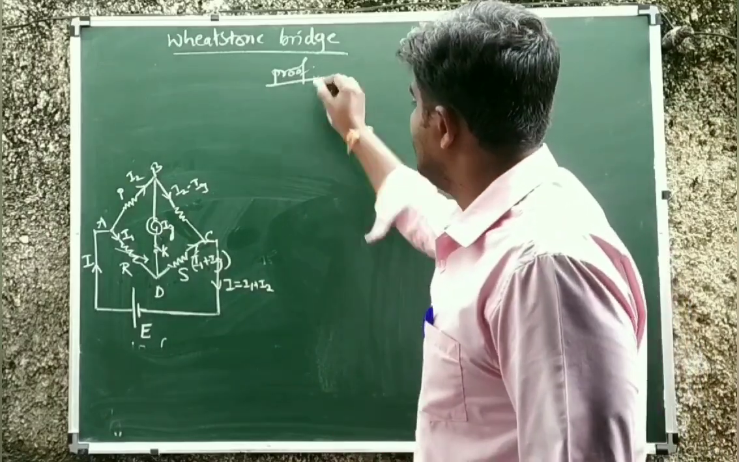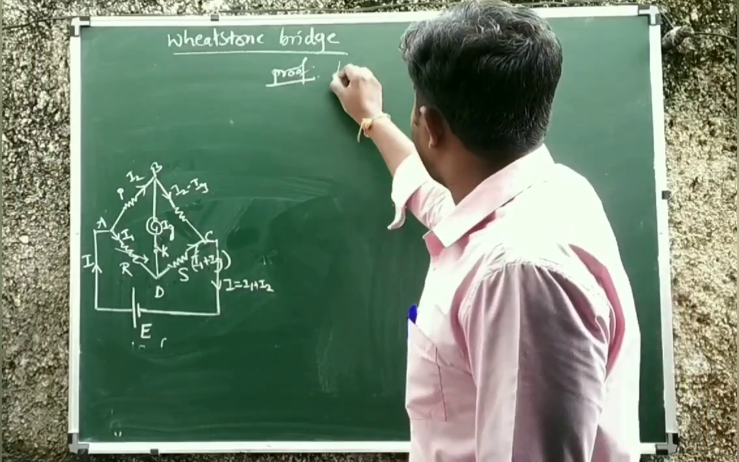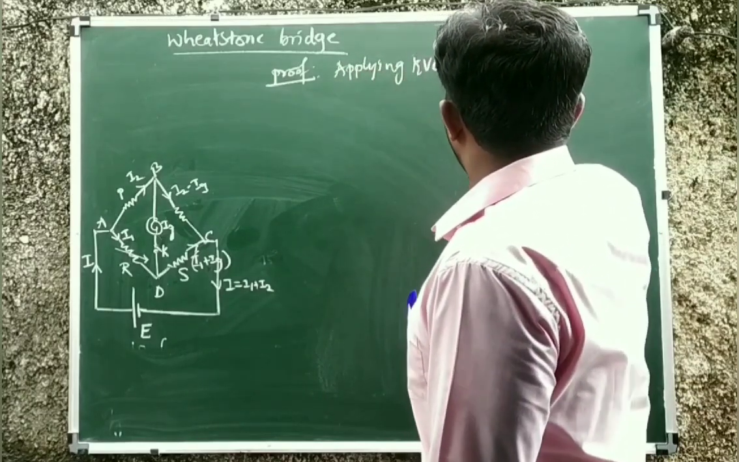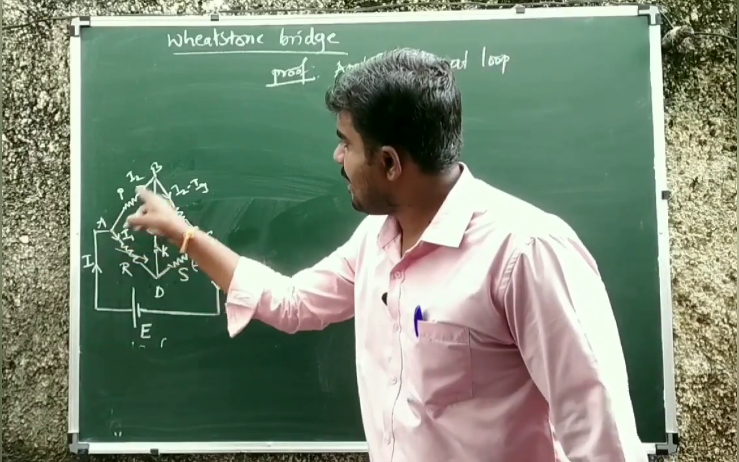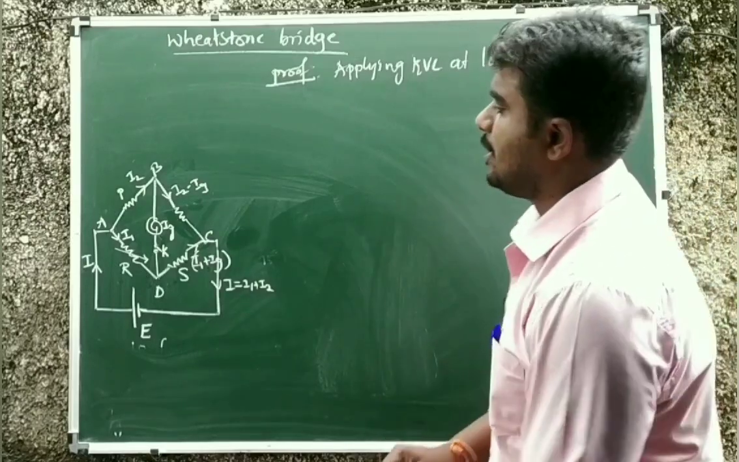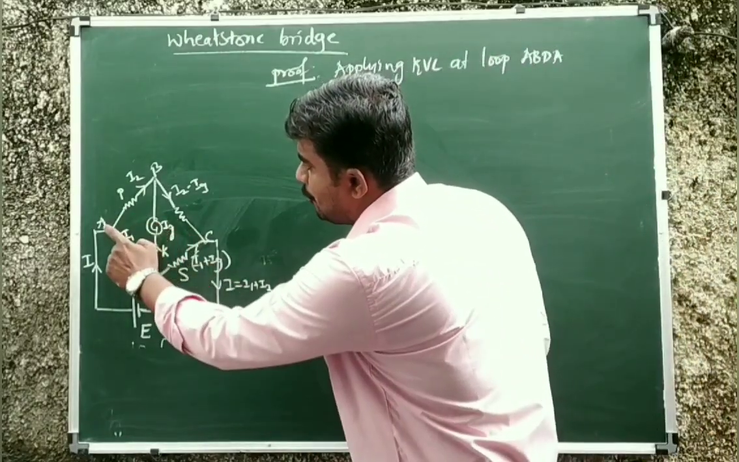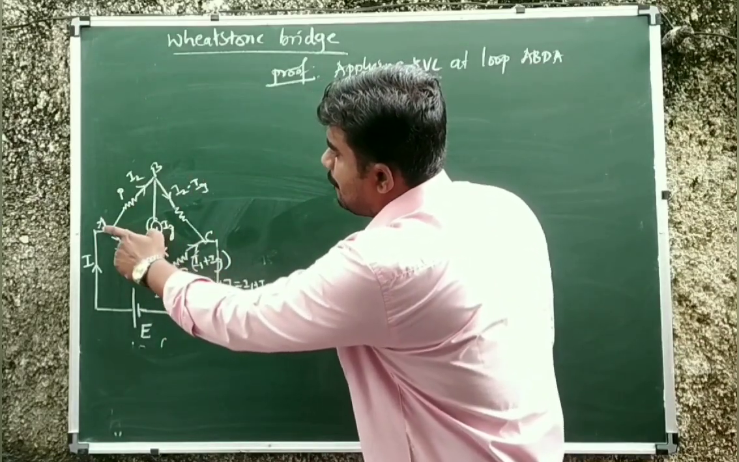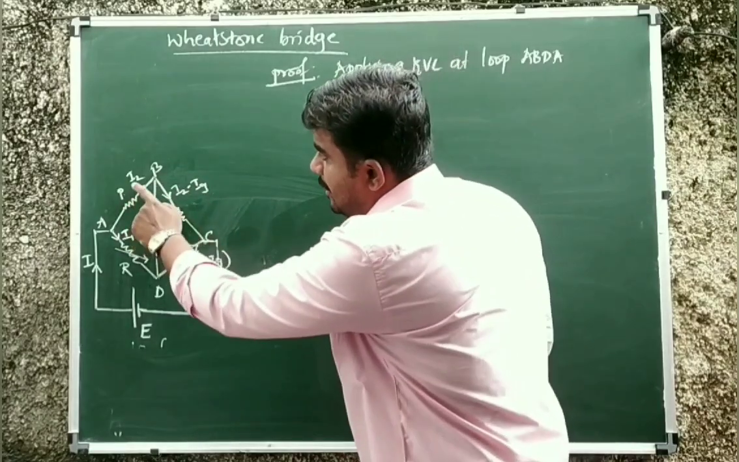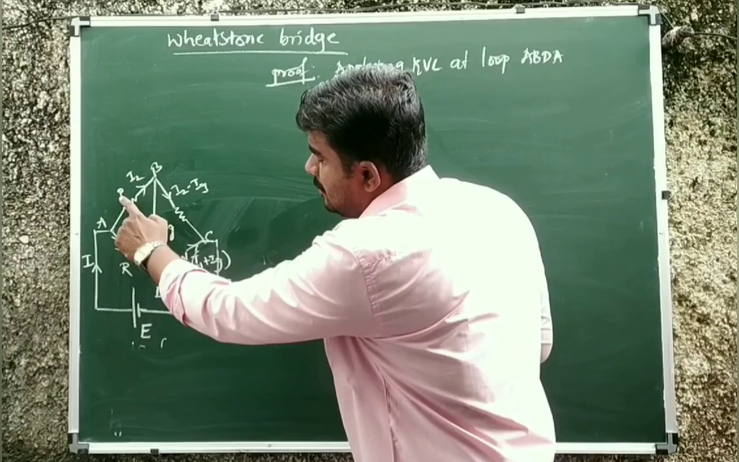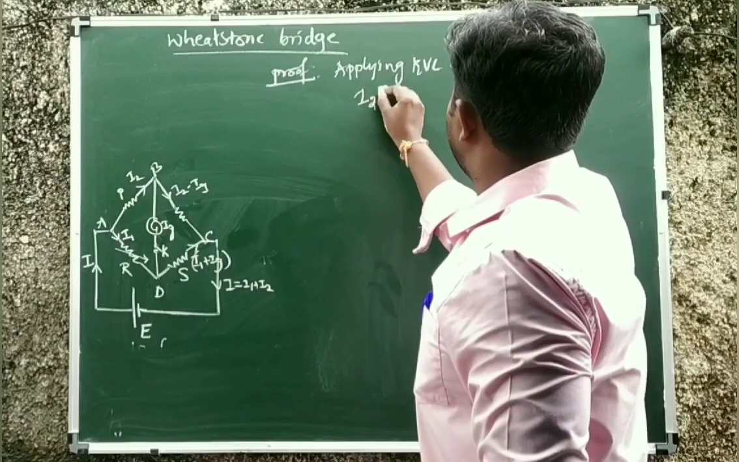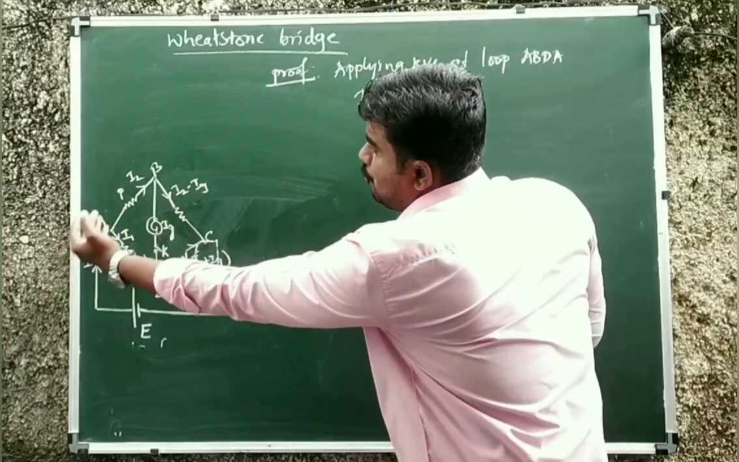What you do is apply KVL at the loop. Consider this loop A, B, D, A. You start from this point and again you have to come back to the same point A. While traveling from A to B, current multiplied with resistance gives you voltage. The current is I2 and the resistor is P, so it is I2 into P, positive because you are going along with the current.